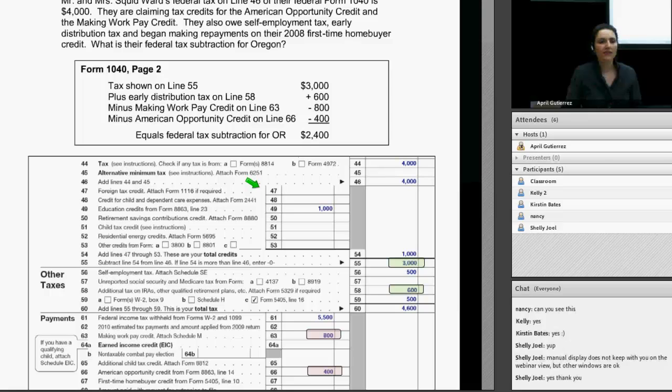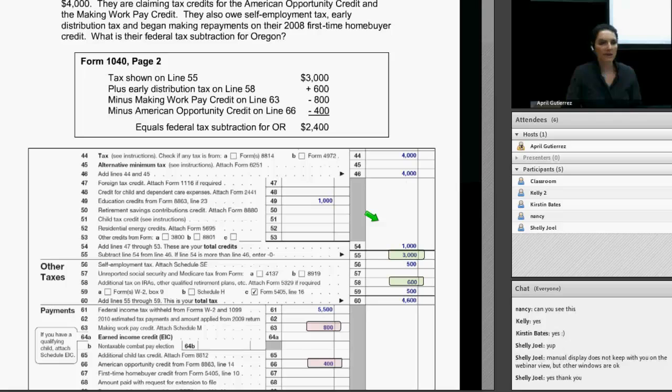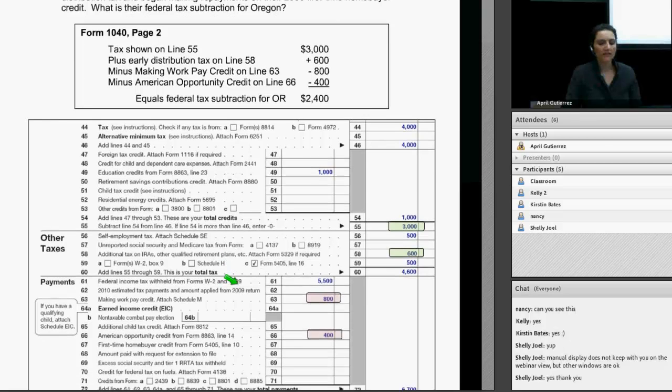So they have $4,000 of federal tax on line 46, and we're claiming an American Opportunity Credit in the amount of $1,000. So we get down to line 55, $3,000 is our starting point. We then look at what increases Oregon will allow, and Oregon will allow this additional tax for the early distribution from the IRA or pension of $600. So $3,000 plus $600, but of course no adjustment is allowed for this 2008 homebuyer repayment.